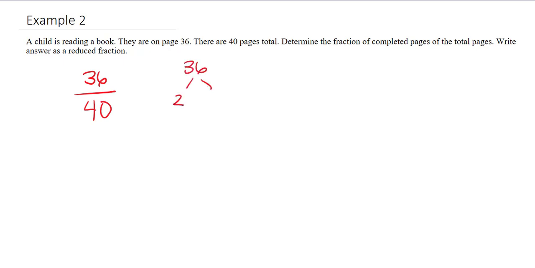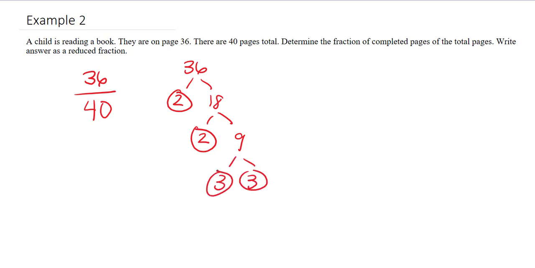So 36 can be 2 and then 18. 18 can be broken down into 2 and 9. I like to always get the 2's out because it's usually really easy to see if it's going to be divisible by 2, because if it's even, it can be divided by 2. Then we have 9, so that's 3 and 3. Then we have 40. So let's go 2 and 20, 2 and 10, and 2 and 5.